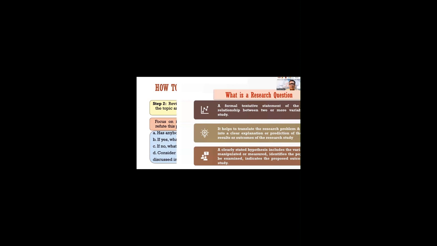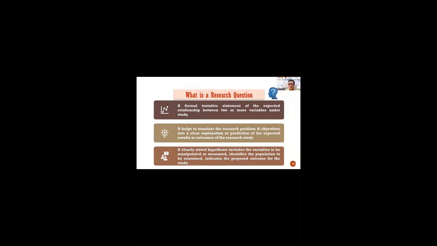Then you need to know what the research question is. A formal tentative statement of the expected relationship between two or more variables under study. It helps to translate the research problem and objectives into a clearer explanation or prediction of the expected results or outcomes of the research study.